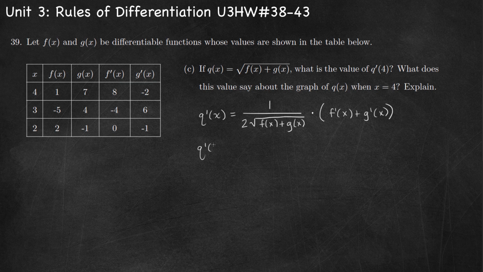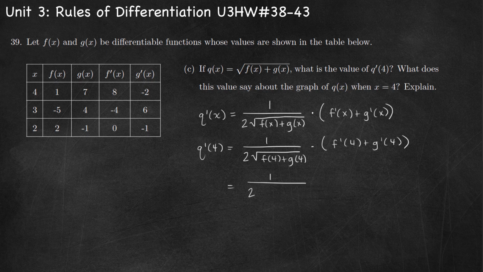Now to find q prime of 4, we substitute 4 in for x. So I have 1 over 2 times the square root of f of 4 plus g of 4. And I'm going to multiply that by f prime of 4 plus g prime of 4. So we get 1 over 2 times the square root of f of 4 is 1, g of 4 is 7, and then f prime of 4 is 8, plus g prime of 4 is negative 2.